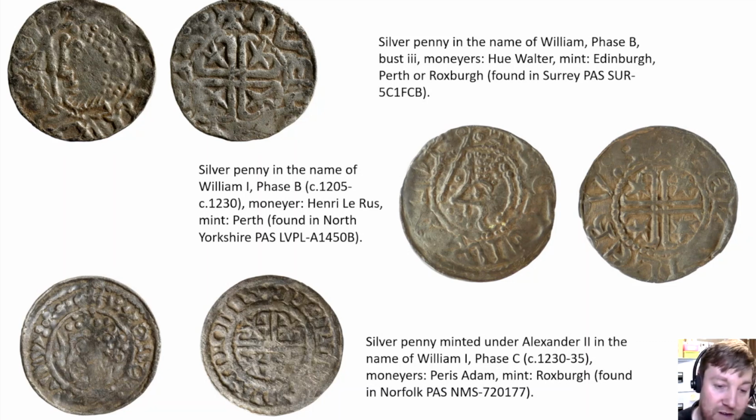But one of the defining characteristics of the Phase C coins, even though they're in the name of William, is that if you look at the bust, we see that the busts are starting to become much better produced compared to the cruder portraits that we're seeing earlier on in the Phase A and the Phase B coins. So these Phase C coin portraits are starting to be more reminiscent of what we see under the coins of Alexander II in his own name.